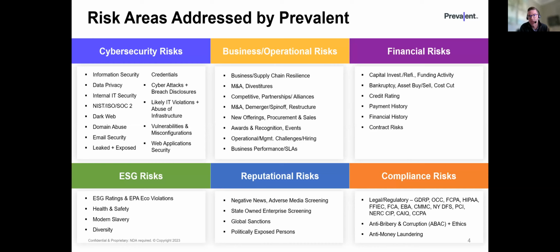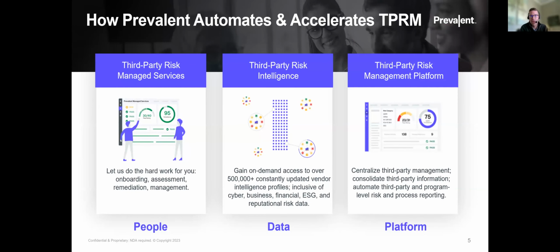We have 200 plus assessment templates ready to go in the platform. So how we deliver this capability to you is any one of 3 ways. Number one is through our people.